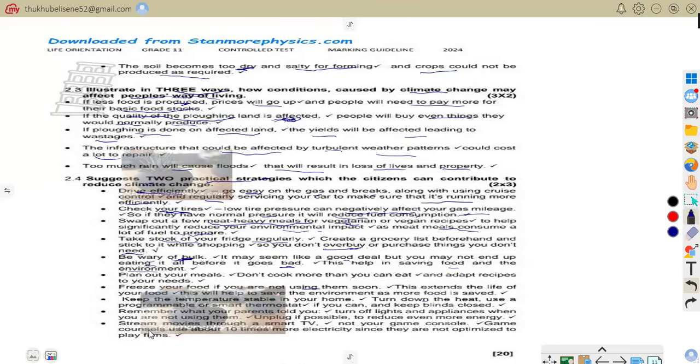So be aware of buying in bulk, because you may find yourself not eating all that you bought, and then it will go bad, and then it will affect our environment. Plan out your meals. Don't cook more than you can eat.